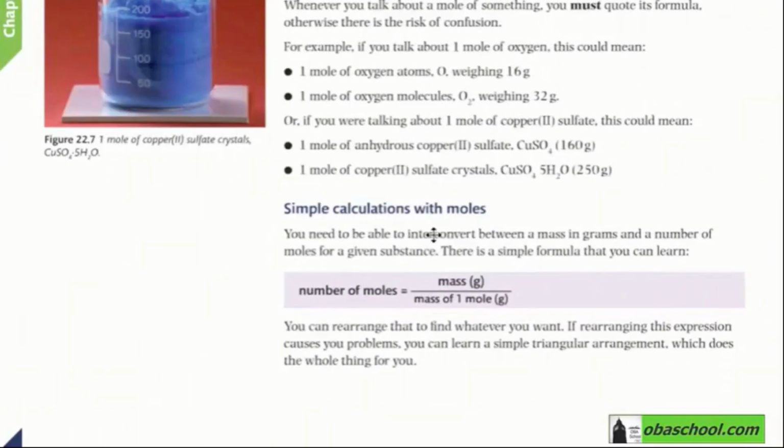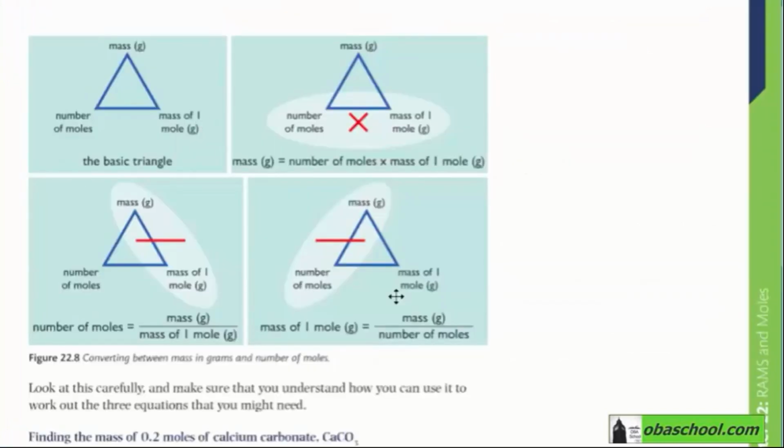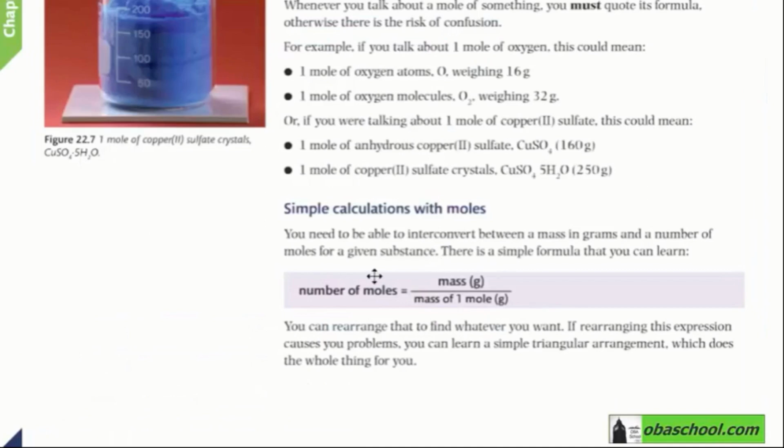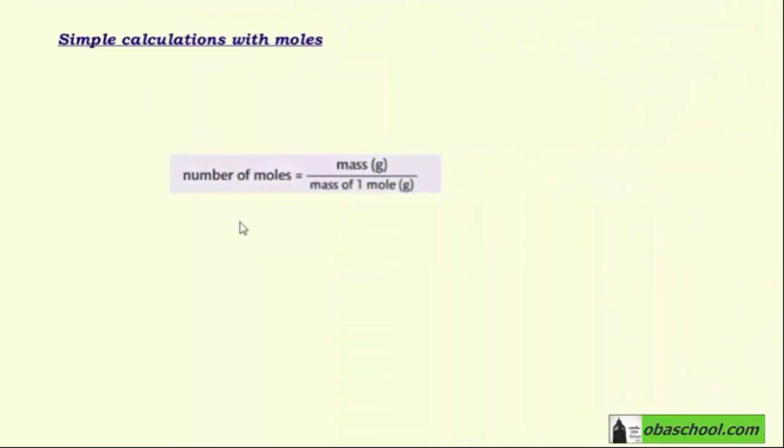In this video, we'll see how to do simple calculations with moles. First of all, we'll see what's the formula to find the number of moles. Also, we'll see how we can rearrange this formula so that we can obtain whatever we want. So this is the formula that we can rearrange to obtain whatever we want, either the mass, the number of moles, or the mass of 1 mole.